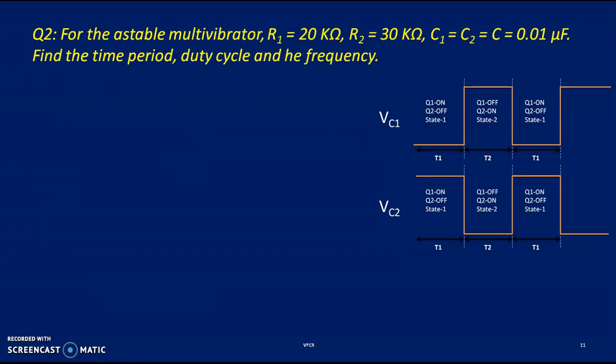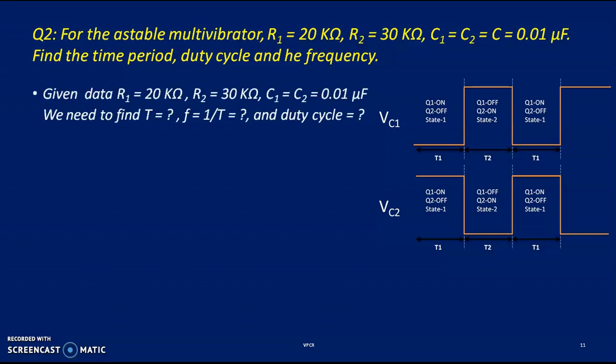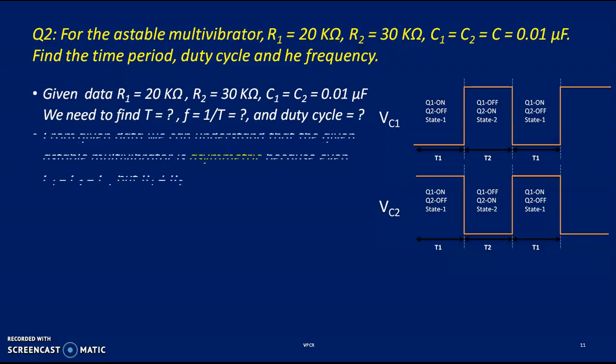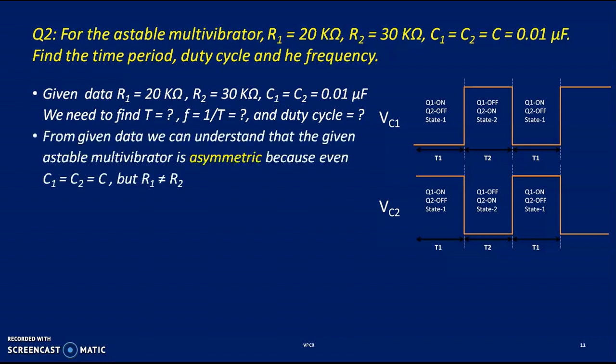So next, question 2. Here also the R1 value and R2 value are given, and C1 = C2 = C, a common value is given, and we need to find the total time period, the duty cycle, and the frequency. So the given data is written and we need to find capital T, frequency and duty cycle. From the given data we can understand that the given astable multivibrator is an asymmetric circuit.